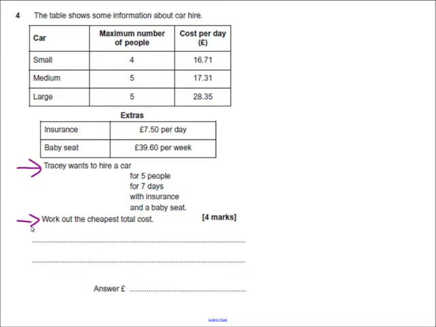So let's start off with our 5 people. Well, we can't use the small car because it only takes 4. So we have a choice of cars, the medium or the large. So the cheaper one is the medium, and it's a cost per day. Now she wants the car for 7 days, so it's £17.31 multiplied by the 7 days will give us our total just for the car hire. Again, use your calculator in all calculations. So that's £121.17 just for the car hire.